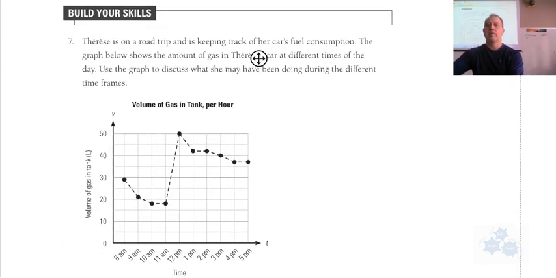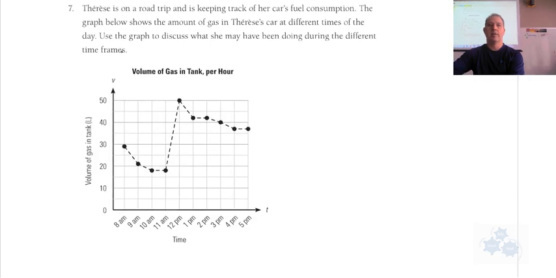Okay. So let's do some questions then. Let's do number 7 together. Therese is on a road trip and is keeping track of her car's fuel consumption. The graph below shows the amount of gas in Therese's car at different times of the day. Use the graph to discuss what she may have been doing during the different time frames.